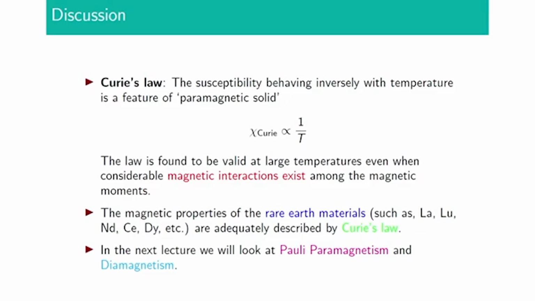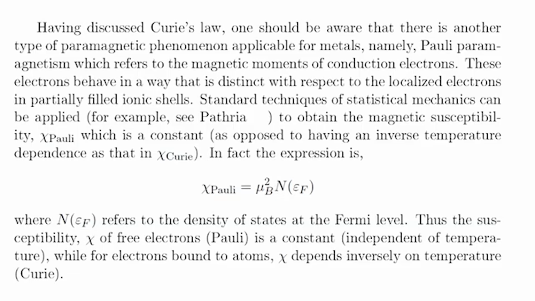In the next slide, we will talk about Pauli paramagnetism, and also about diamagnetism. We have discussed Curie's law, and one should be aware at this moment that there is another type of paramagnetic phenomenon that is applicable for metals, or where there are a lot of free electrons.